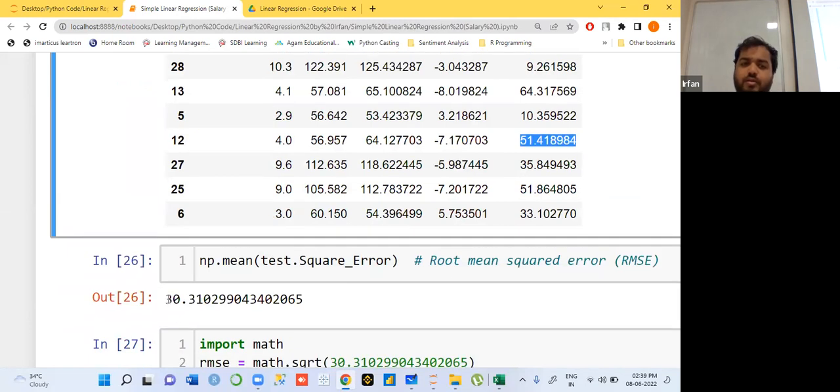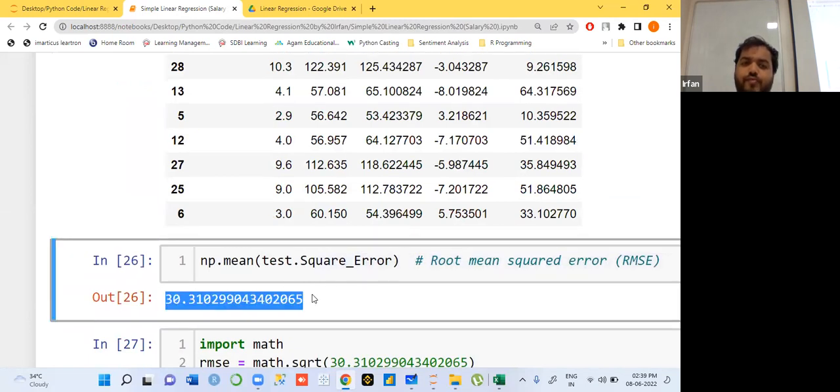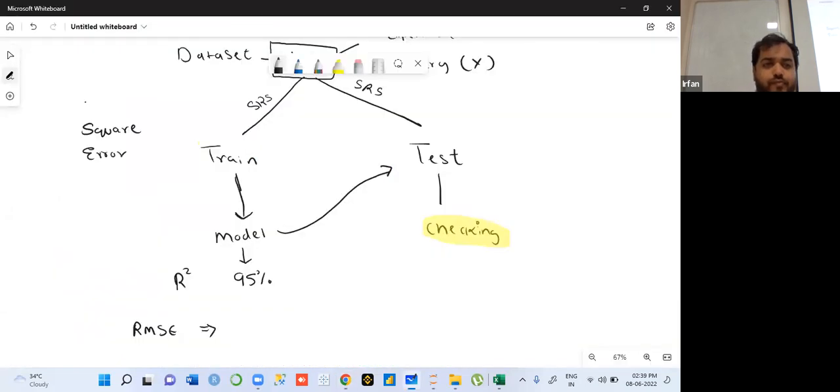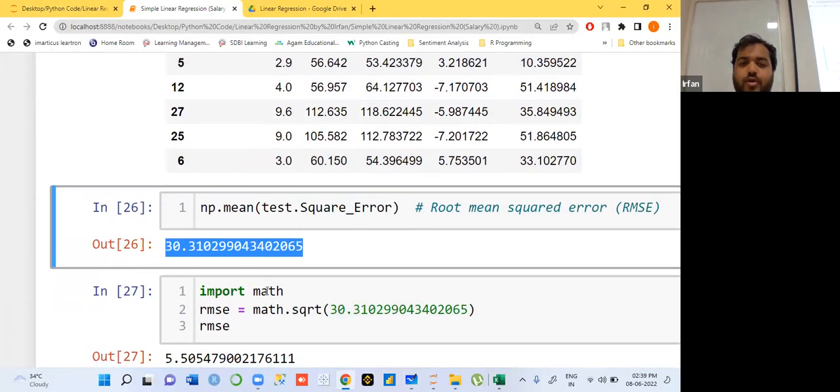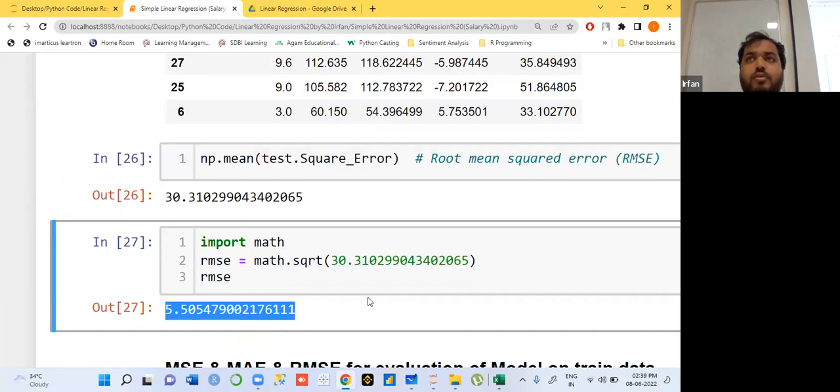Can you compute the mean of this column? What is the mean? This becomes the mean. Can I take the square root of 30? So what is the concept name? RMSE. What is the value? 5.5. Guys, I taught you manually.